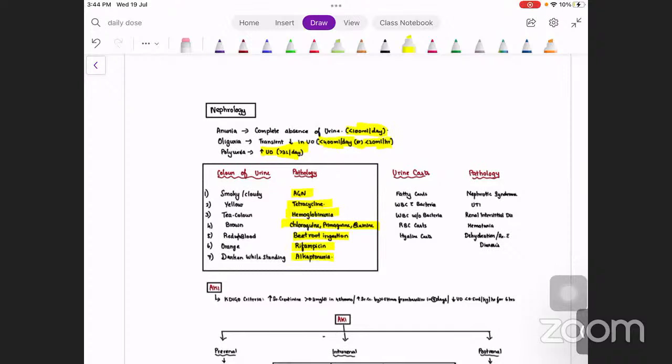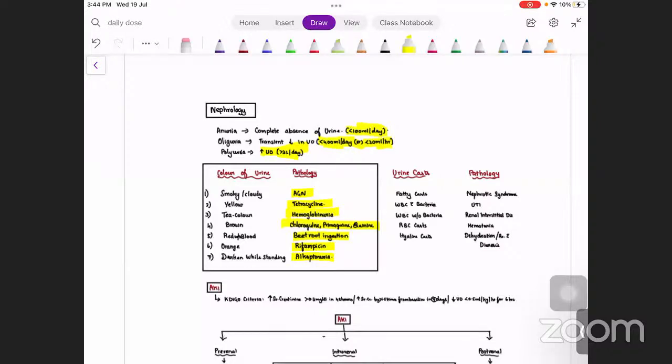Okay, urine analysis: smoky or cloudy urine, acute glomerulonephritis; yellow, tetracycline; tea color, hemoglobinuria; brown, associated with chloroquine, primaquine, or quinine. Red without blood is beetroot ingestion. Orange is rifampicin. And darkening on standing is alkaptonuria.